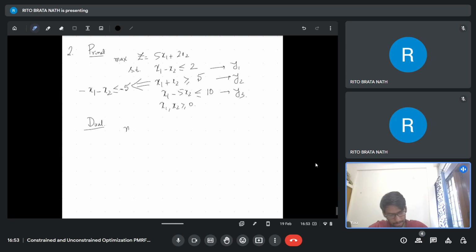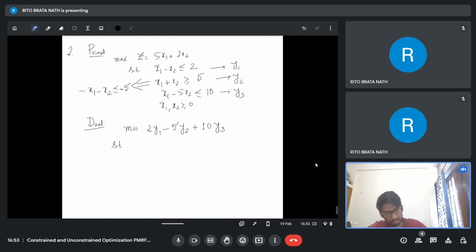So the dual will be a minimization problem, and you have 2y1. Now here you have to be careful, right? Because you have converted that inequality sign. So that will be minus 5 by 2. That's not plus, so you have to just be careful in that. This could be your 10 by 3.